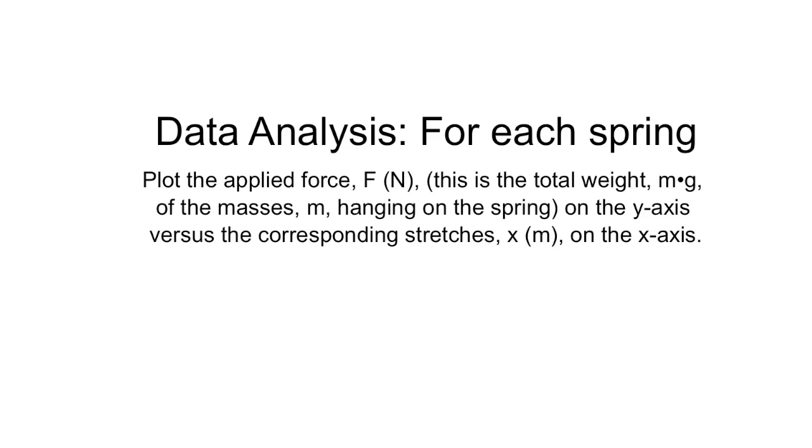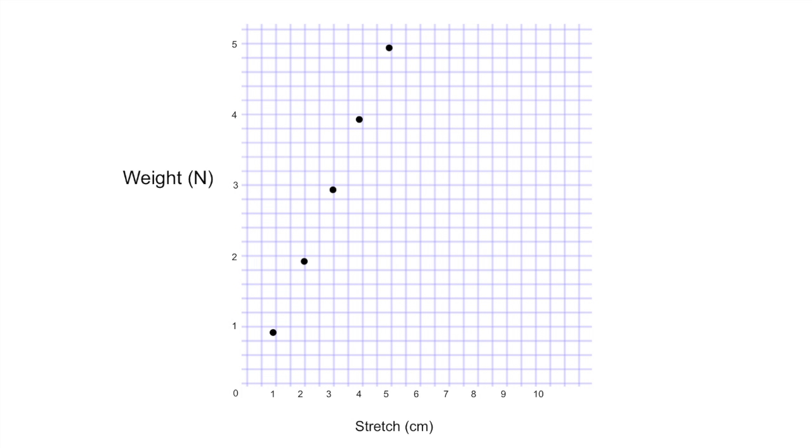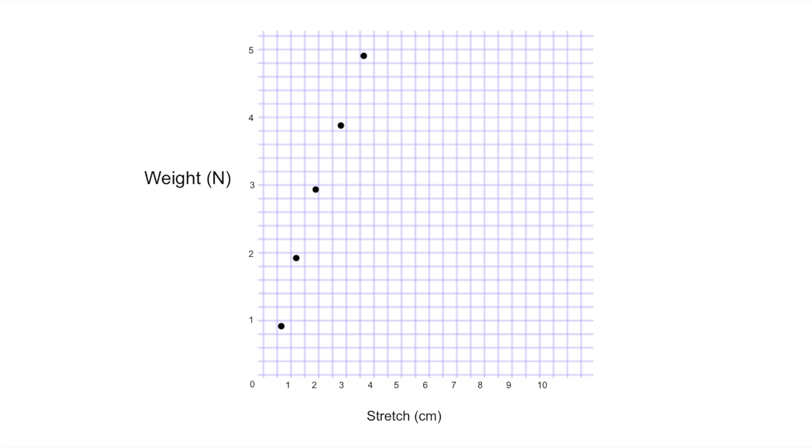Data analysis. 1. For each spring, plot the applied force, F sub n, which is the total weight, m times g, of the masses, m, hanging on the spring, on the y-axis versus the corresponding stretches, x sub m, on the x-axis. An example for spring 1 can be seen here. An example for spring 2 can be seen here.